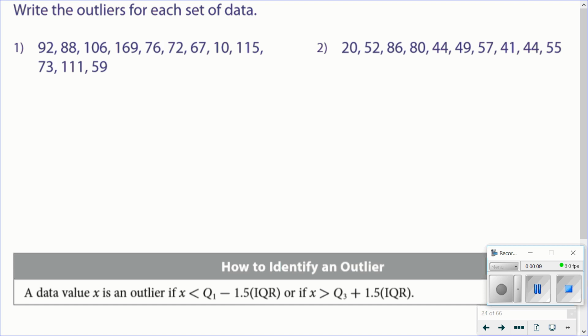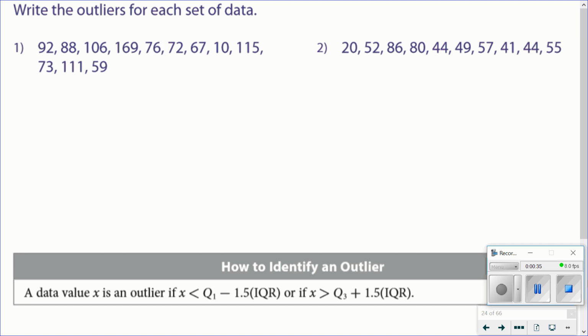Let's begin. So we have a set of data, and what we want to do is determine the outlier. An outlier is any data entry that is far away beyond most of your data. Okay, so the question is, how do you determine if it's far enough away from the rest of your data to be considered an outlier?